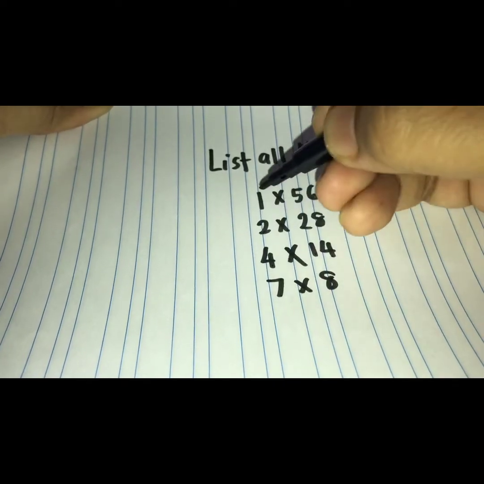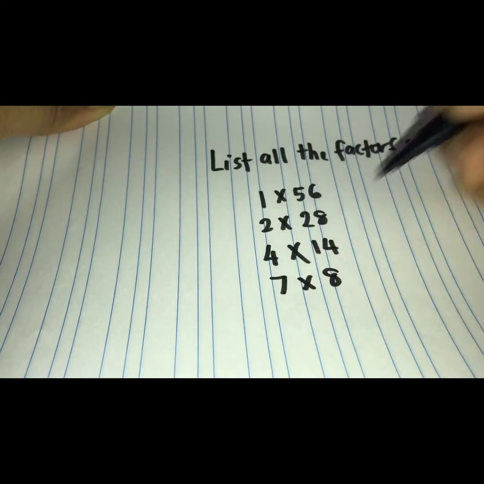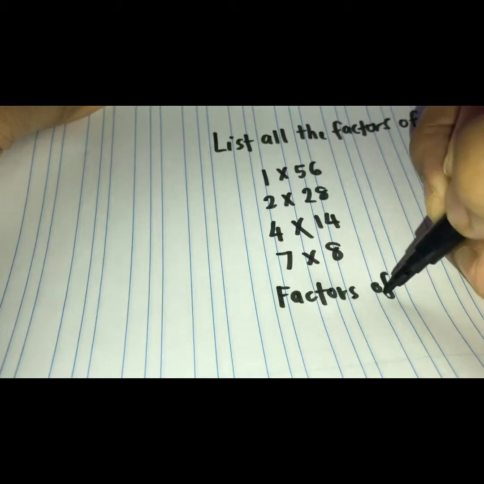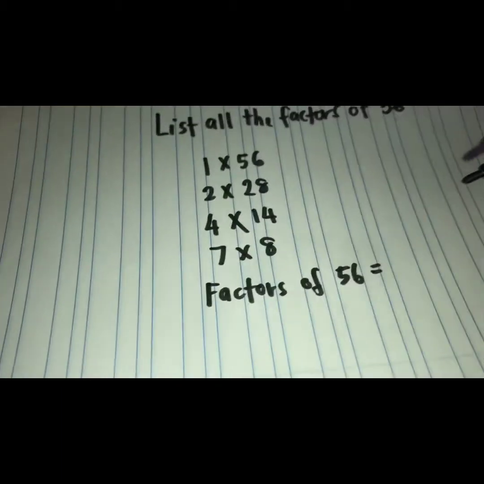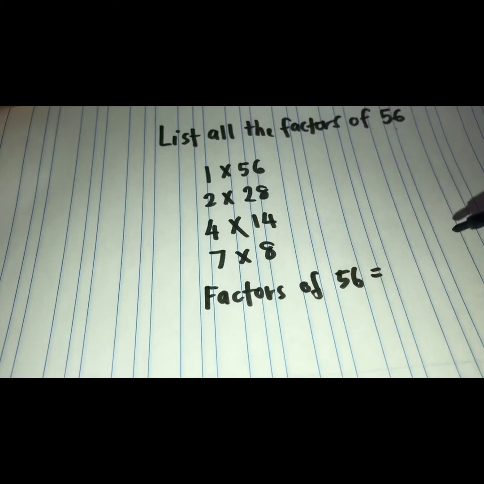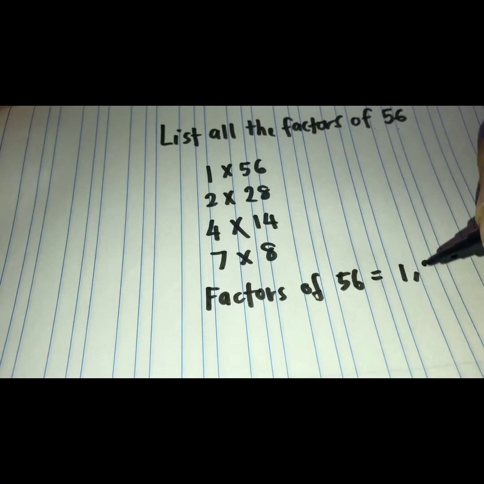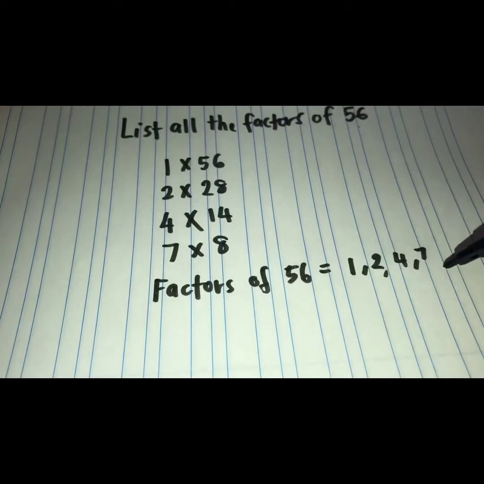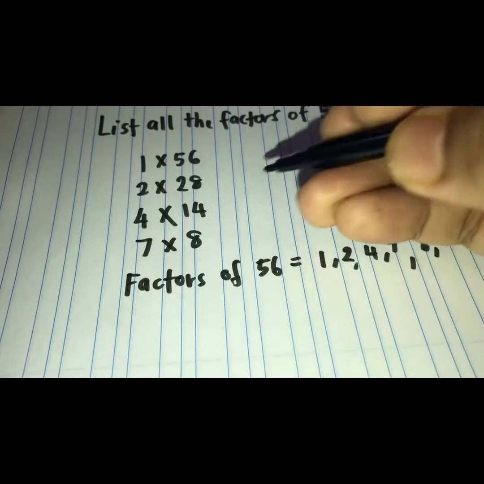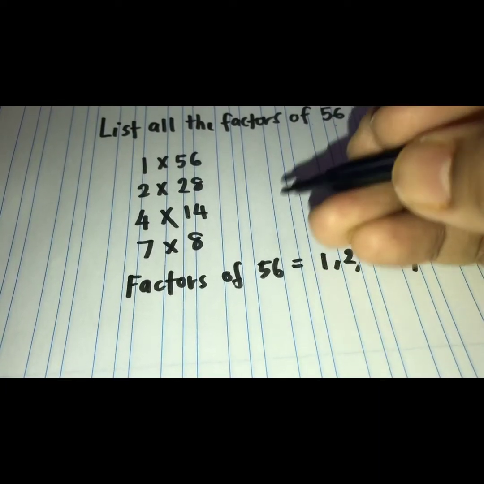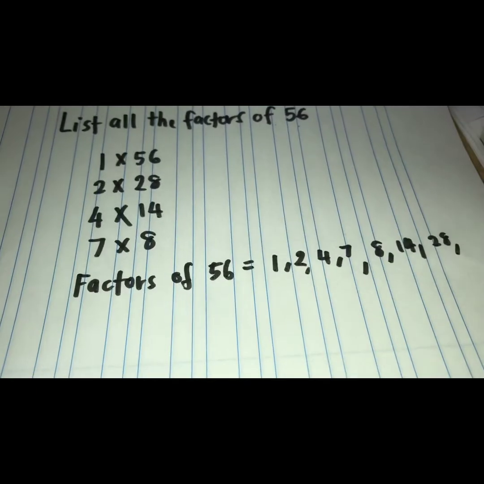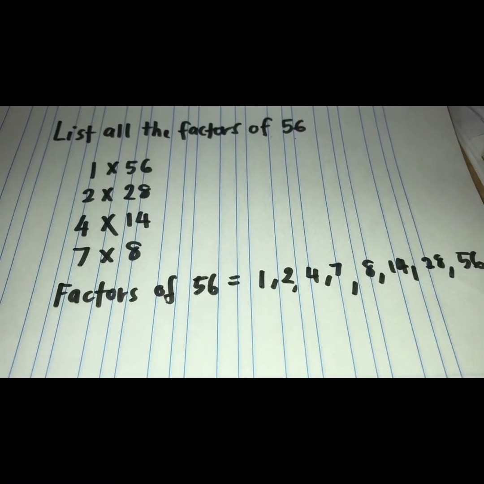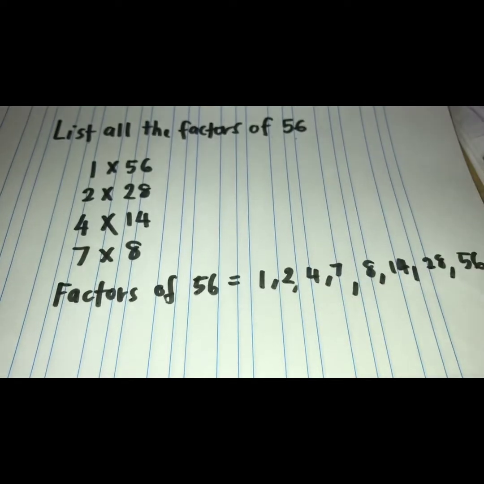So the products of two numbers equal to 56, we call factors. So you just list all the factors. Factors of 56 equal to, okay, list all these in ascending order: 1, 2, 4, 7, 8, 14, 28, 56. Okay, that is the answer. If the question asks you to list all the factors, write like this.